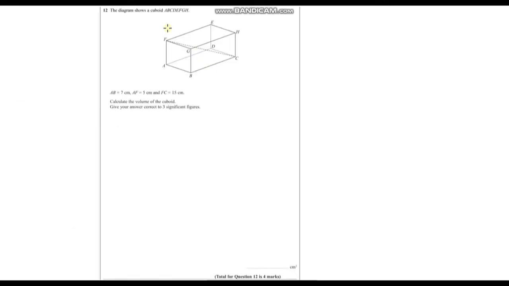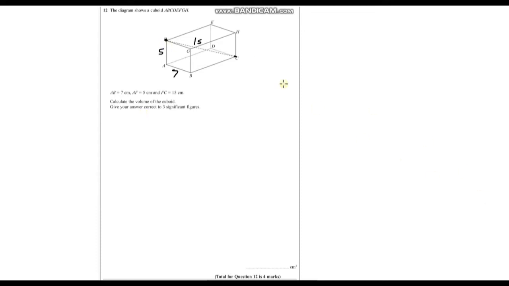Question 12. The diagram shows a cuboid, and we're given the lengths of the cuboid, so we can just write those in. That's probably helpful. So AB is 7 centimeters, AF is 5 centimeters, and FC, this diagonal from the top left of our cuboid to the bottom right of our cuboid, is 15 centimeters. Calculate the volume of the cuboid. Give your answer correct to 3 significant figures.